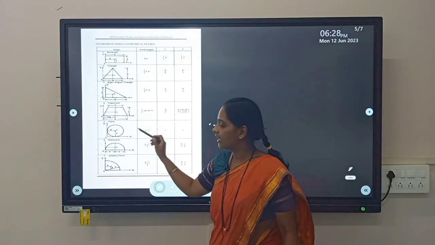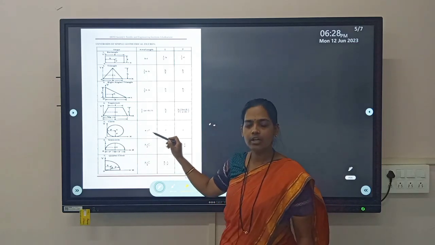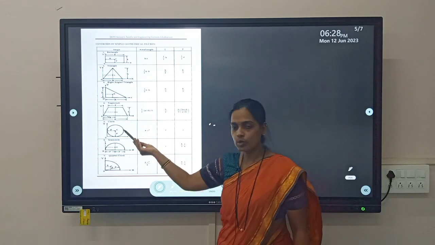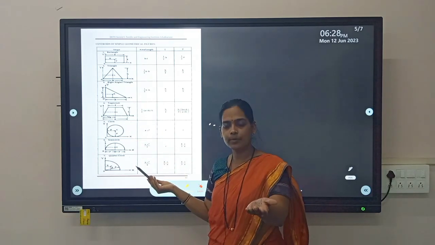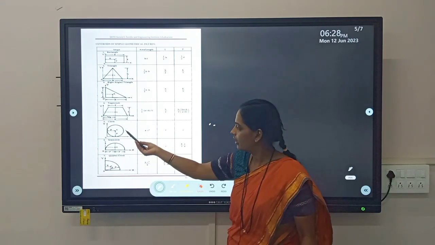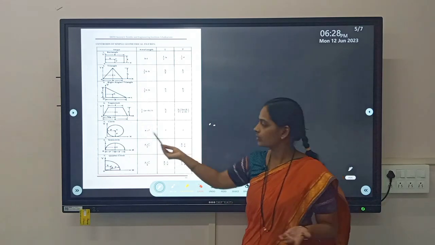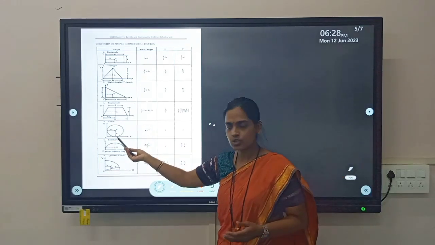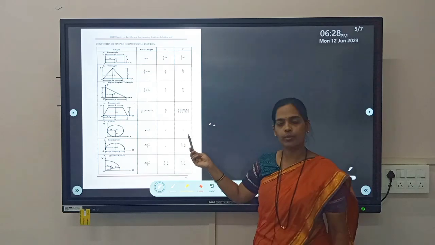For a circle, the area of the circle is given by pi r square or pi d square by 4. The periphery of the circle, can you please suggest? The periphery of the circle is given by 2 pi r. Okay. Then the x coordinate is obviously the same. It is located at r, the radius of the circle, and obviously the y coordinate will be r.